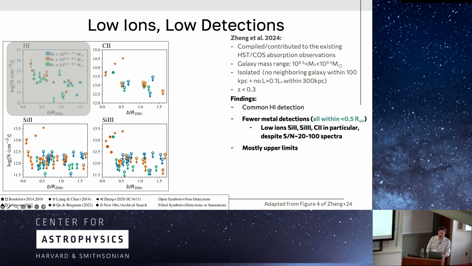If we move into low ions and metals, this is not exactly the same. We do see, very vaguely, if you squint your eyes, a declining profile. But really what we see is a lot of non-detections in the outer CGM, and all of our detections are within half a virial radius. I'll also point out that this is despite some very high signal-to-noise spectra. So most likely whatever material is out there in these ions is well below detectable limits.